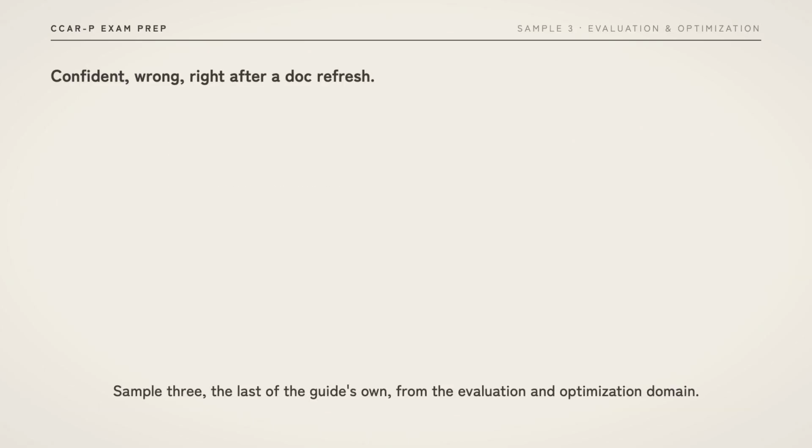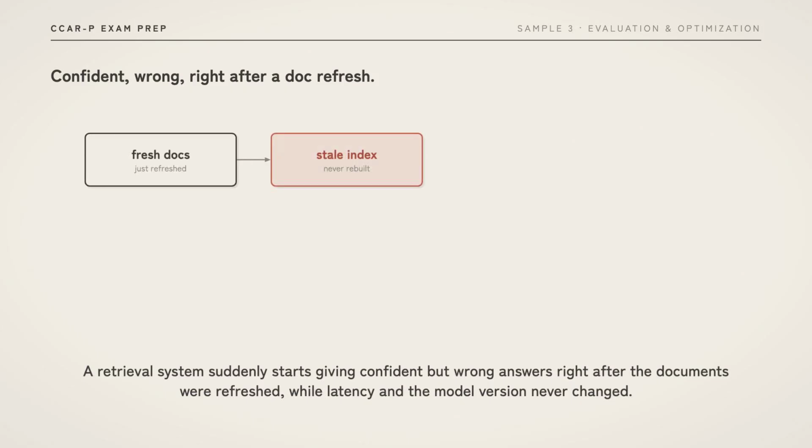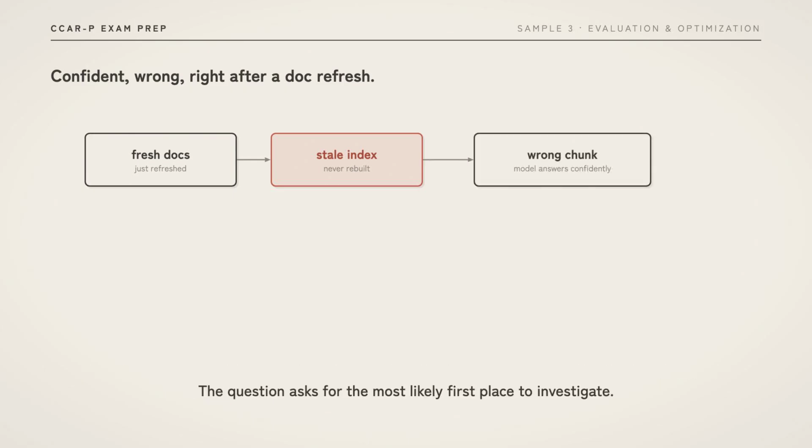Sample 3, the last of the guide's own from the evaluation and optimization domain. A retrieval system suddenly starts giving confident but wrong answers right after the documents were refreshed, while latency and the model version never changed. The question asks for the most likely first place to investigate.